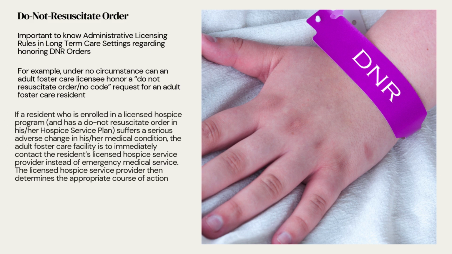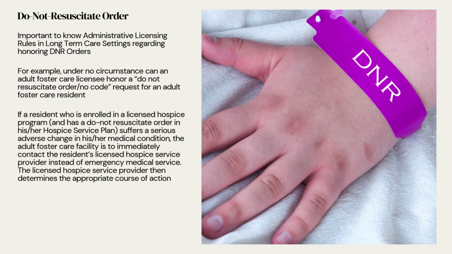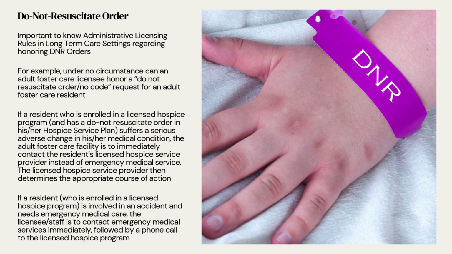If a resident enrolled in a licensed hospice program with a do not resuscitate order in his or her hospice service plan suffers a serious adverse change in his or her medical condition, the adult foster care facility is to immediately contact the resident's licensed hospice service provider instead of emergency medical services. The licensed hospice service provider will determine the appropriate course of action. If the same resident is involved in an accident and needs emergency medical care, the adult foster care licensee or their staff is to contact emergency medical services immediately, followed by a phone call to the licensed hospice program.